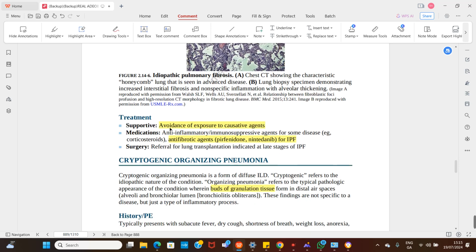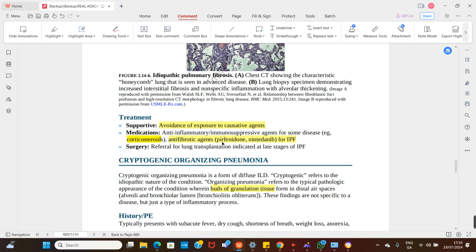So how do you treat? You just avoid the exposure. Stop the exposure. That is number one. Then number two, you can give an anti-inflammatory like a steroid. But in people with idiopathic pulmonary fibrosis, you have to give antifibrotic agents like pirfenidone and nintedanib. So if you remember the word Nintendo, this will not be hard.